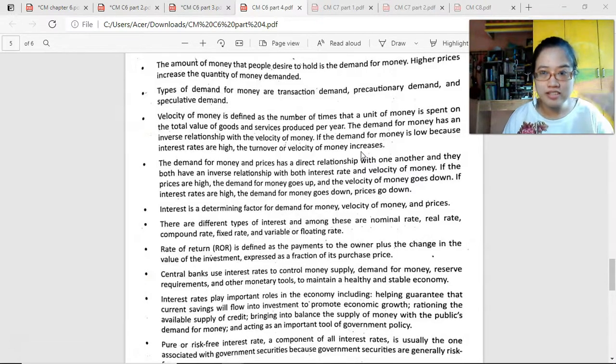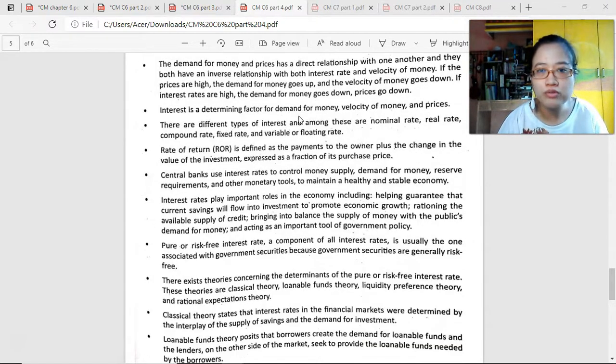If the demand for money is low because interest rates are high, then the turnover or velocity of money increases. Interest rates are high, so the borrowers are not looking forward to borrowing money because the cost of borrowing would be high. And so they just use whatever money they have to buy goods and services. And because they've used it, the money goes out into the market, into the economy, and that helps the velocity of money. Okay. Interest is a determining factor for demand for money, velocity of money, and prices.